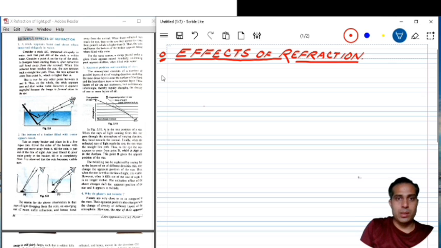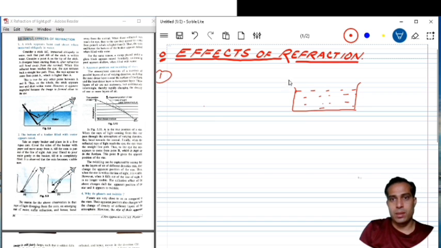So very first is, you people might have seen a stick appears to be bent on the upper surface when it is placed in a tub containing water or a glass containing water. Here you can see this is a tub of water, and inside this we are placing a stick. Here is the stick placed inside the water.